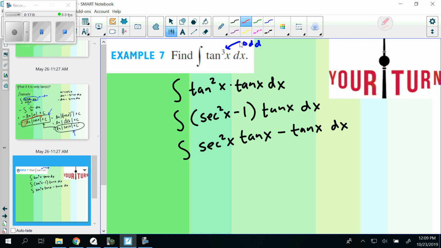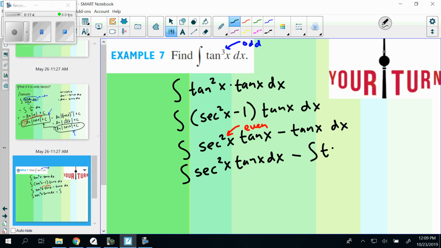Well, now if we look at this, what do we got here? It's not an odd one anymore. It looks like we actually end up with an even power of secant over here. So what we can do is that substitution. Now we don't want to get that substitution mixed up with this other tangent that we got over here. So it'd probably be better if we actually thought of this as 2 separate integrals now, as the integral of secant squared x tangent x minus this other integral of tangent x dx.